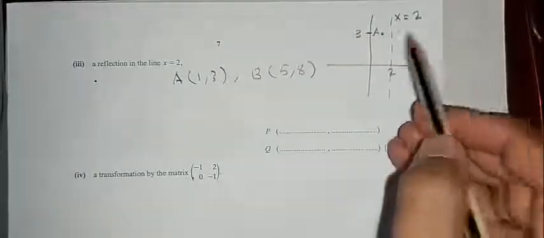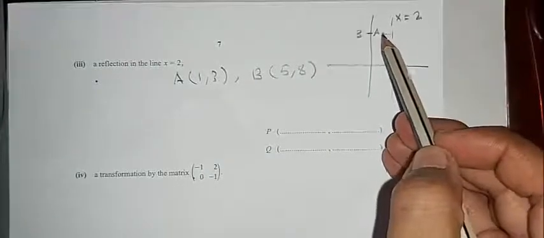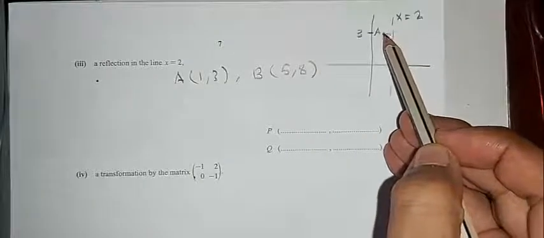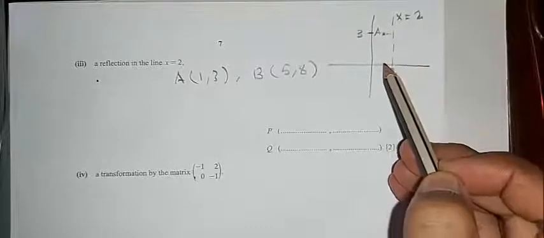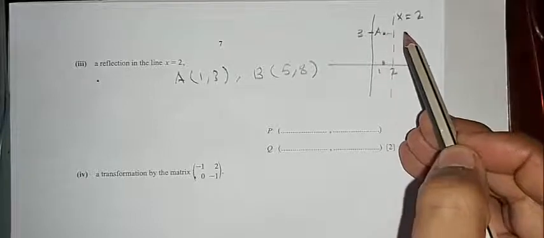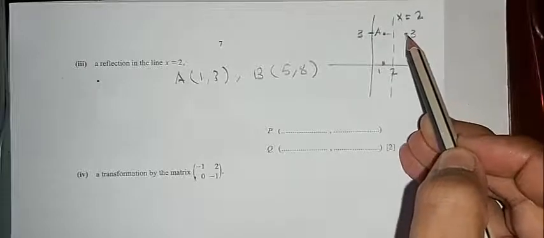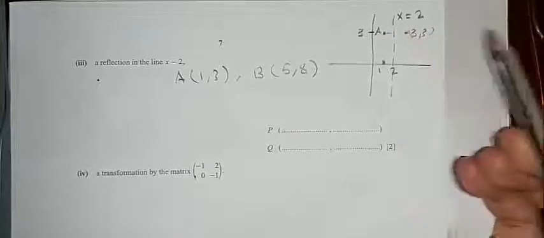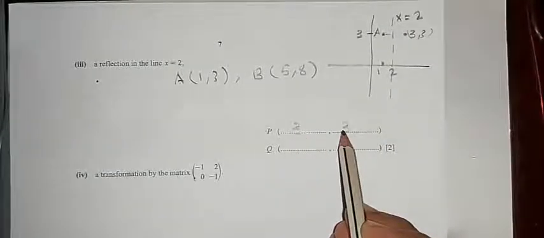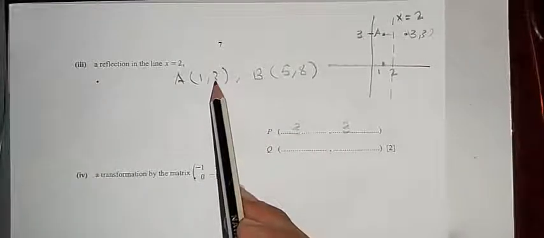So we will calculate the distance between this point A and the line of reflection, which is 1 unit only, from 1 to 2, because this x coordinate here is 1. Okay, so this point will be here. The image of this point is here, which will be 3 and 3. So the point B here will be 3 and 3. Okay, remember that we didn't change the y coordinates.